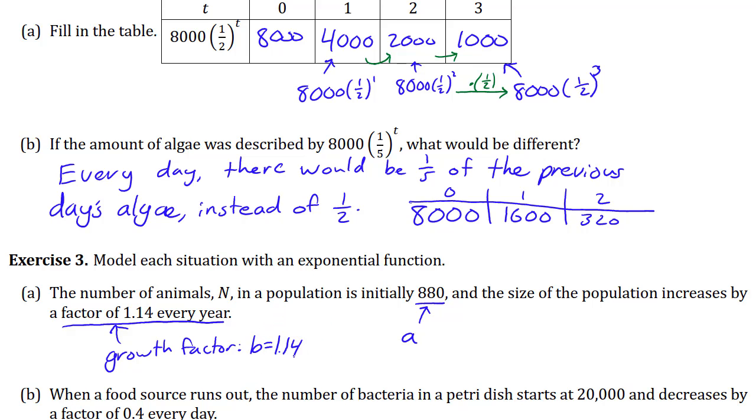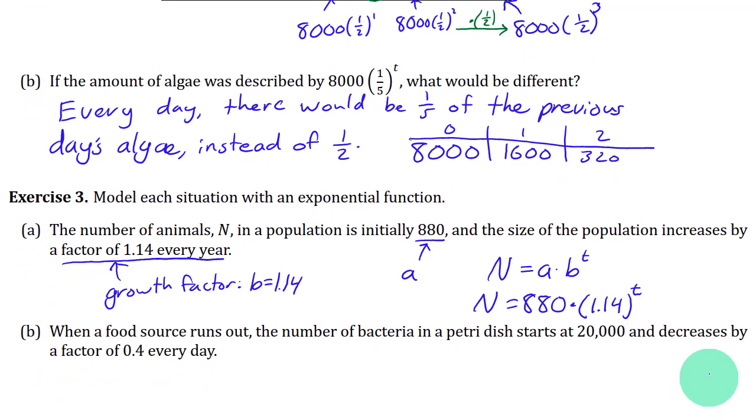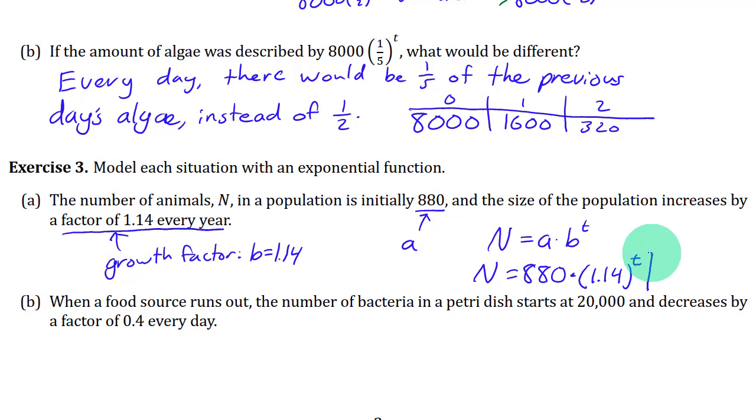So if we're saying that n equals a times b to the t, that's going to be n equals 880 multiplied by 1.14 to the power t. So that is an exponential function that describes the situation. You can check if you want to plug in t equals 0, should give you a result of 880. That's the initial population. Then, every time t increases by 1, you're multiplying by 1.14 again.